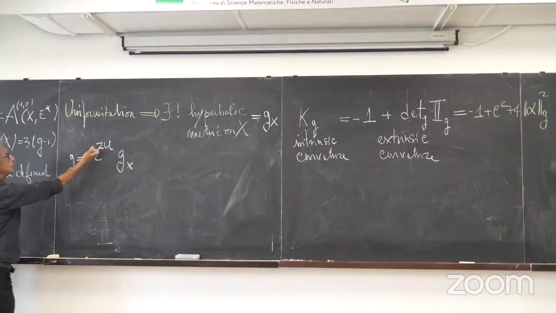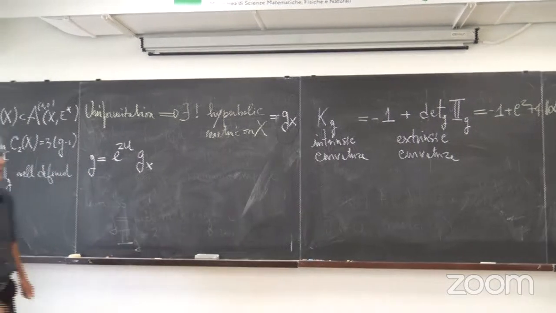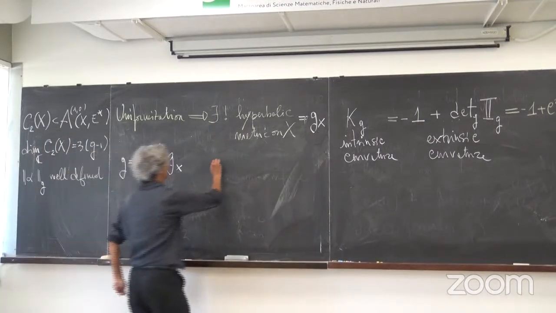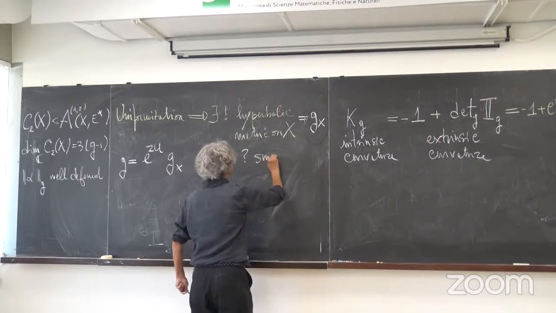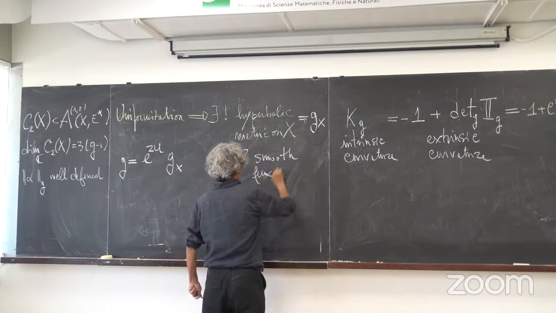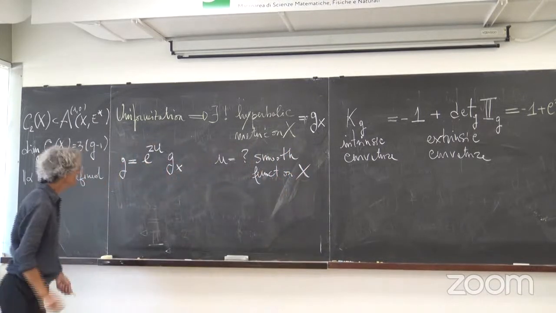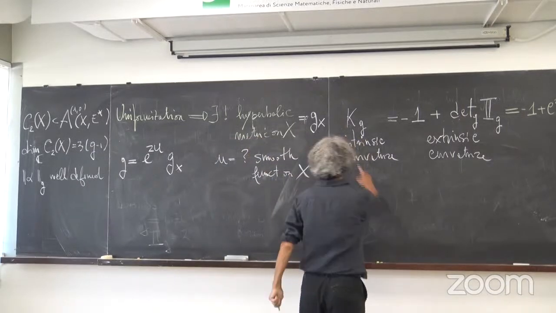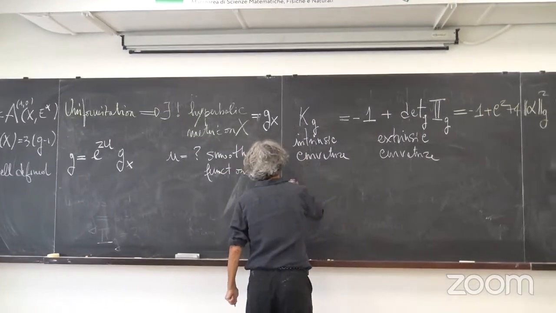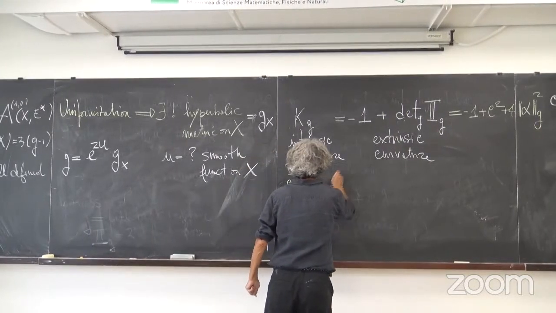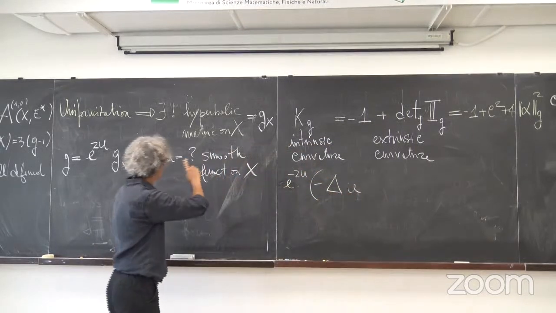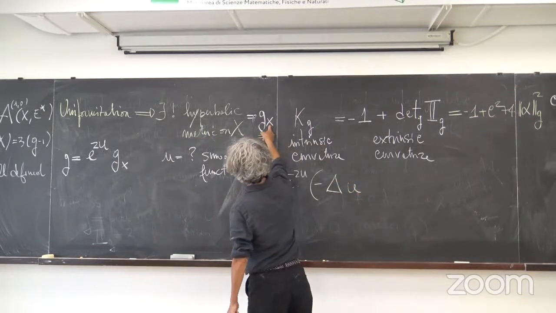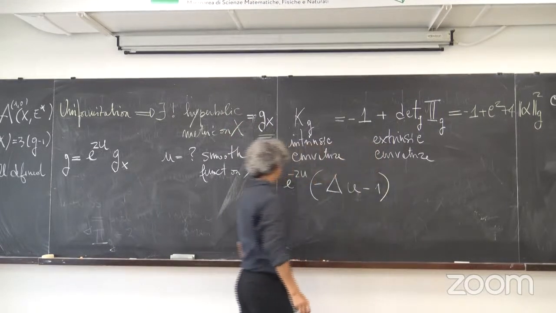It is usual to put a 2 because it simplifies some constants which otherwise we would have to carry on in the analysis. So now what has become an unknown is this function u. This is a smooth function on X. And what you find is that once you have set your g of this form, you can explicitly write the intrinsic curvature, and the intrinsic curvature will be e to the minus 2u, a well-known fact, times minus the Laplacian of u. This is the Laplace-Beltrami operator according to the metric g_X, plus the curvature of this metric, which is hyperbolic, so the curvature is minus 1.